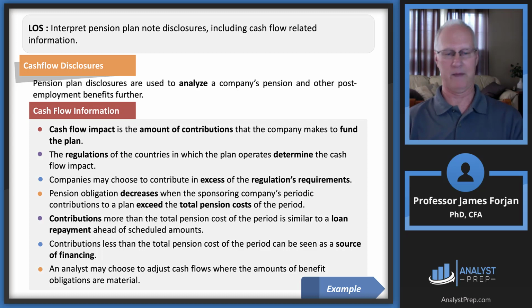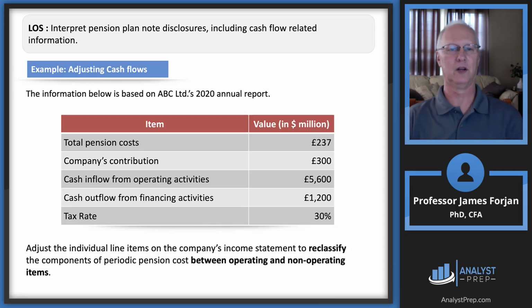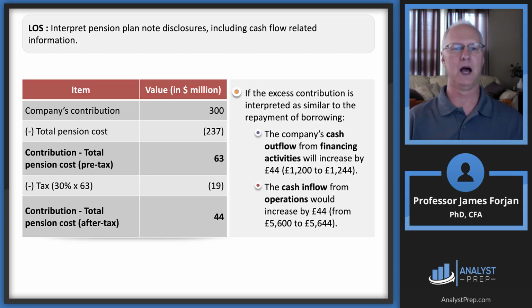And so look at that bottom circle point. Analysts may choose to adjust the cash flows where the amounts of benefit obligations are material. So let's go ahead and look at a quick example here. So here's a table. We've got 237 of pension costs, but we have 300 in the company's obligations. So there's some cash flows from operating and financing and tax rate of 30%. So here's the question again, adjust, right? So let's make the adjustment, but now we're going to reclassify between the operating and the non-operating items.